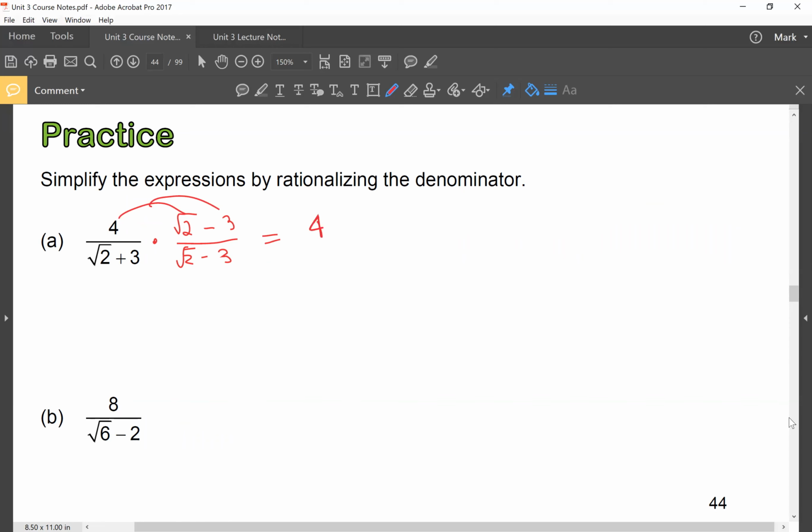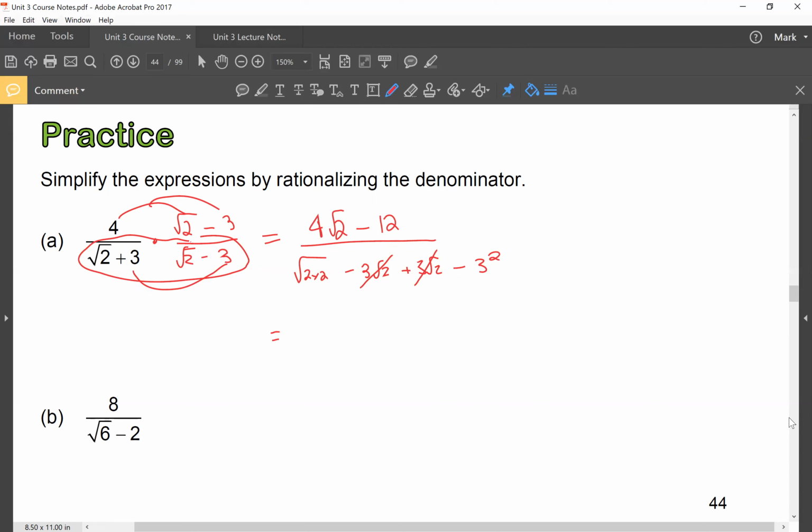So I would get 4 root 2 minus 12 over. So again, what I'm doing here is I'm multiplying the bottoms. So I get square root of 2 times 2. Okay, that's my first term. Then I'm going to get negative 3 root 2. Then I'm going to get positive 3 root 2. And the cool thing is they cancel. They always will cancel. That's the whole point of the conjugate. And then I'm going to add to this, or I guess subtract to this, a 3 squared.